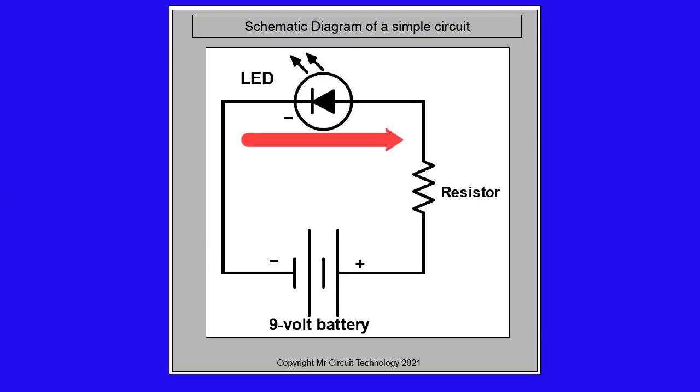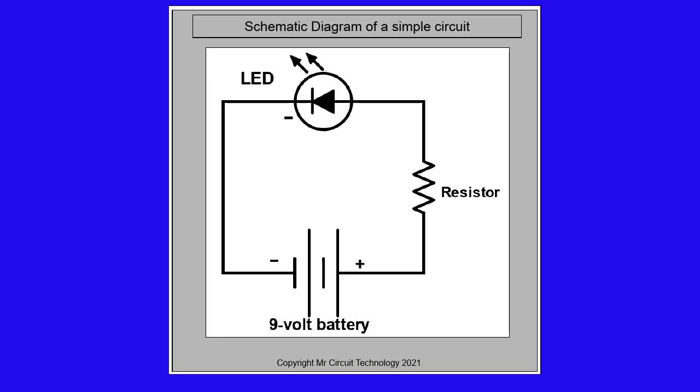When the electrons pass through the LED, they flow into the resistor. Then they flow out of the resistor into the positive side of the battery. That completes the circuit. Later in this lab, we will construct this circuit and observe it in action.